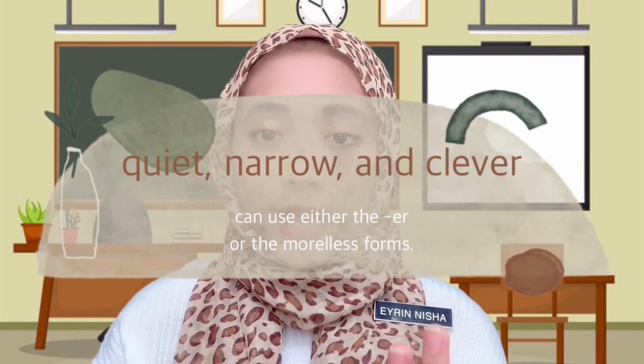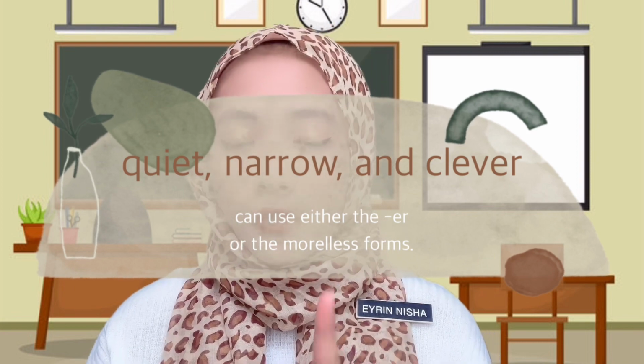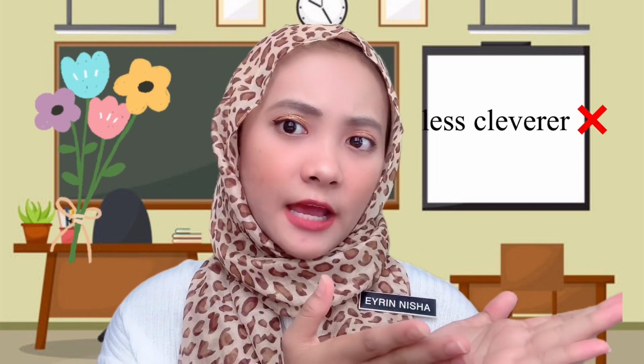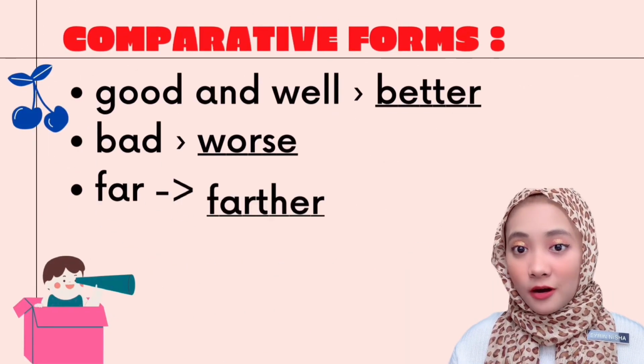Like that, alright? There are a few adjectives that are exceptions to the above rules. For example, the adjectives quiet, narrow, and clever can use either the er or the more/less forms. However, we never use both forms at the same time. For example, you can say someone is less clever. Additionally, there are some adjectives that are irregular. This includes good, well, bad, far, and old. Their comparative forms are like this.